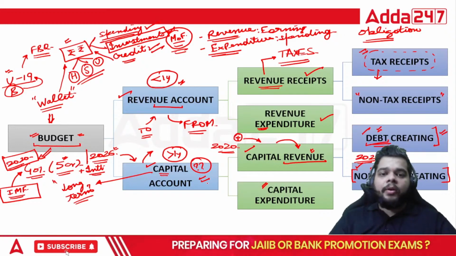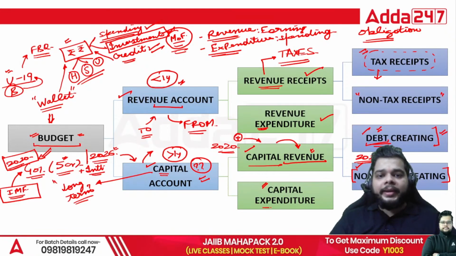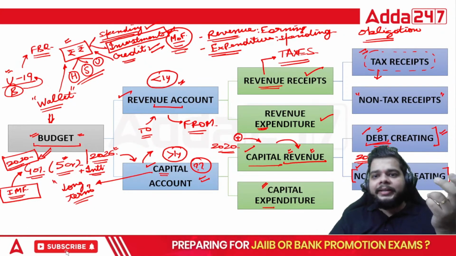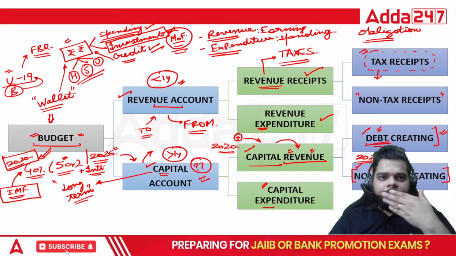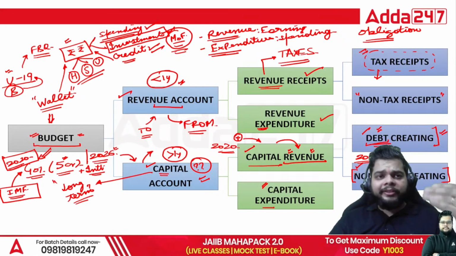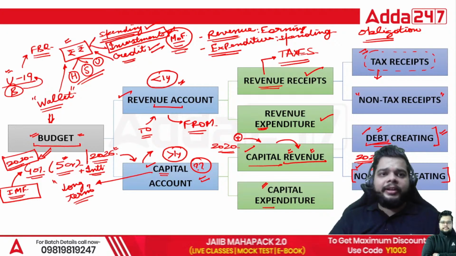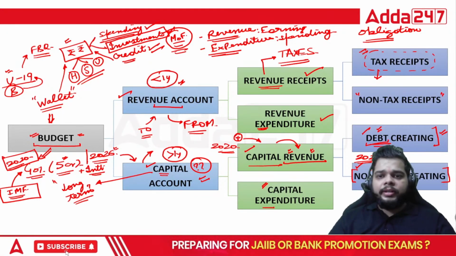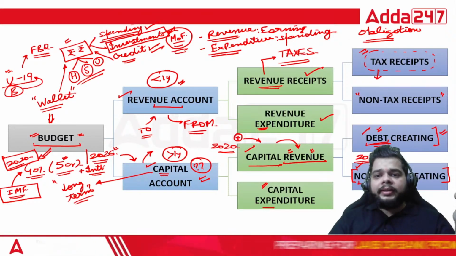Under capital account, which component? Capital revenue or capital expenditure? Under capital revenue. And within this capital revenue, whether it will be debt creating or non debt creating? Against the funds which you have earned after your investment, you are not supposed to pay any kind of interest in future, so they will be non debt creating funds.